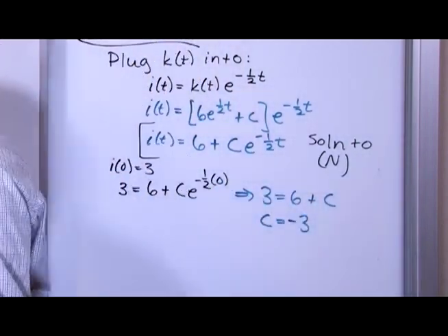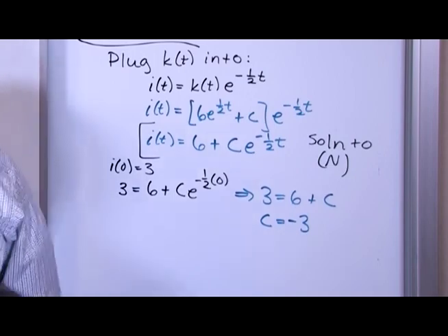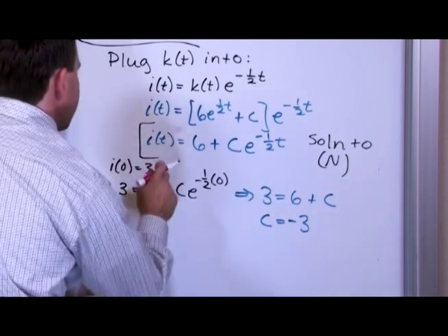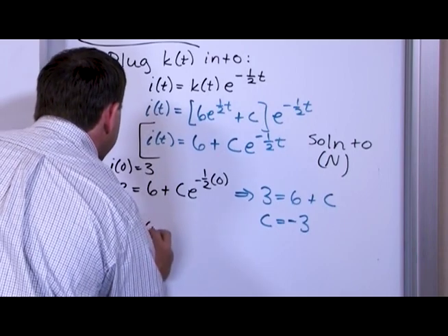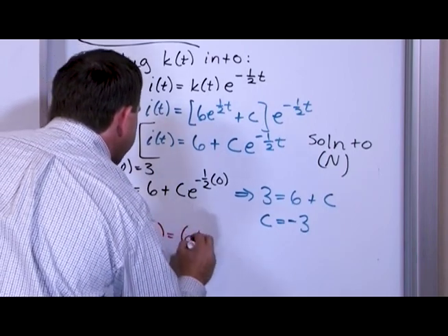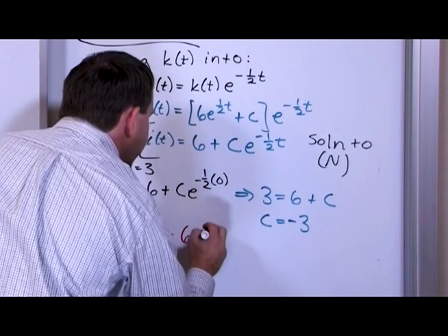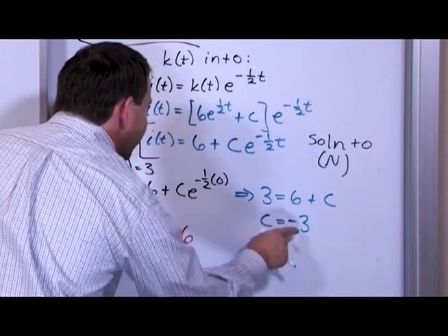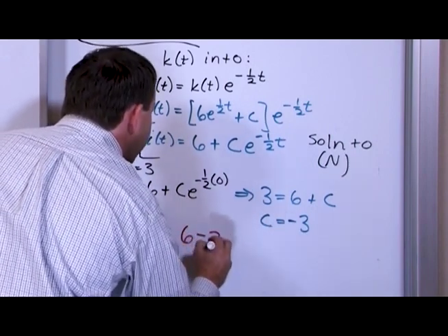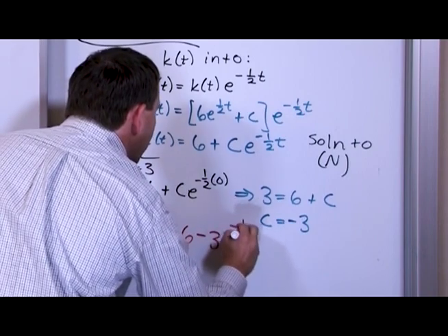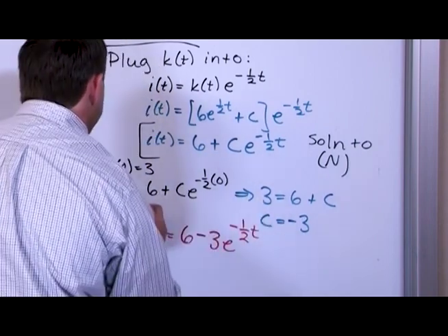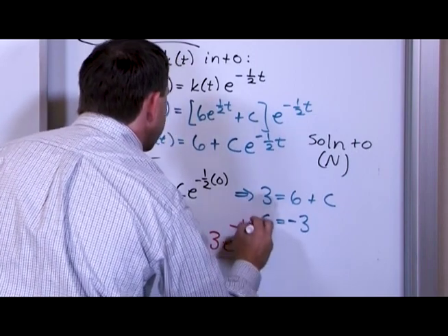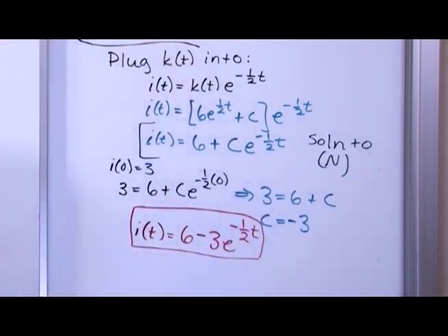So at the end of the day, I'll write the answer in, why not red? I of t is equal to 6 plus this constant, which was negative 3. So because it's negative 3, it's really going to be minus 3e to the minus 1/2 t. This is the final solution of this differential equation. I of t is equal to 6 minus 3e to the minus 1/2 t.